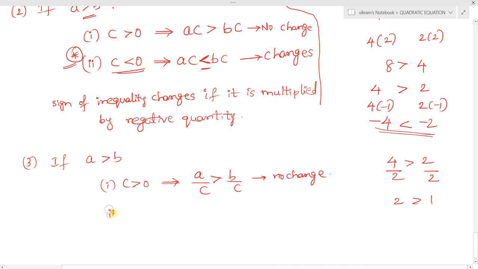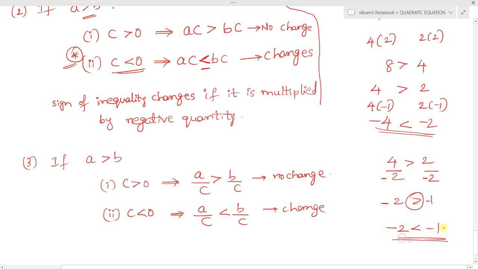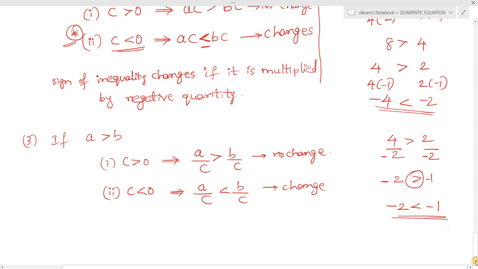But if it is divided by a negative quantity, then the inequality will change. Let's consider over here, if you divide by minus 2, what happens? Minus 2, minus 2 and minus 1. Now the inequality changes: minus 2 is less than minus 1. So these are the important points we need to consider while solving inequalities.